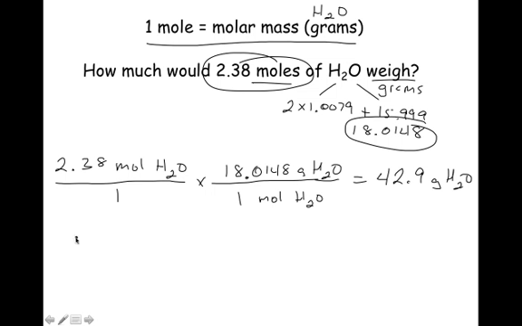Now, just talking about units. If you didn't write your units down here, you just did 2.38. How would you know what goes on the bottom? There's no unit here to tell you what unit goes on bottom. You might accidentally put 18.0148 on bottom.